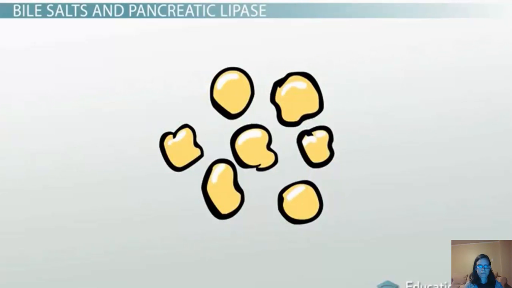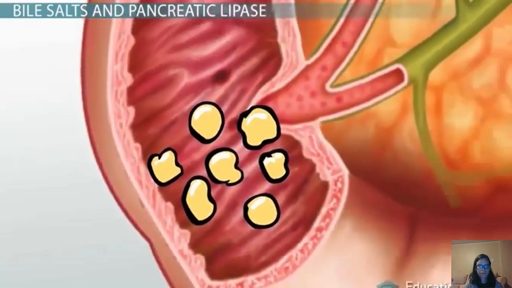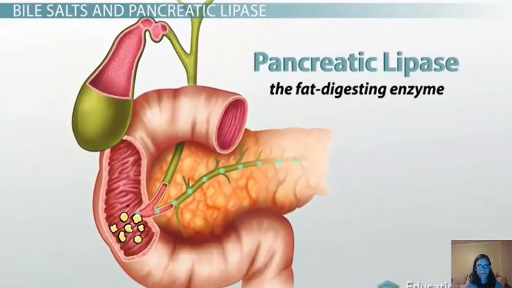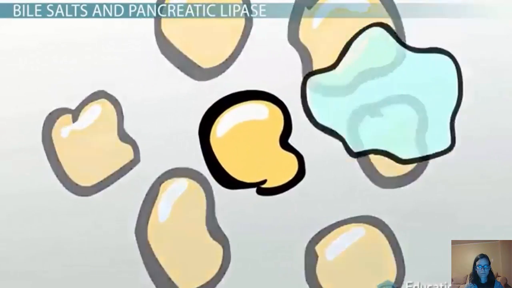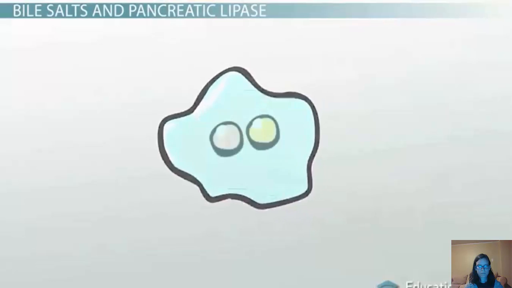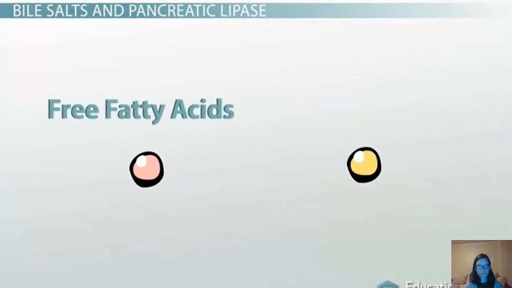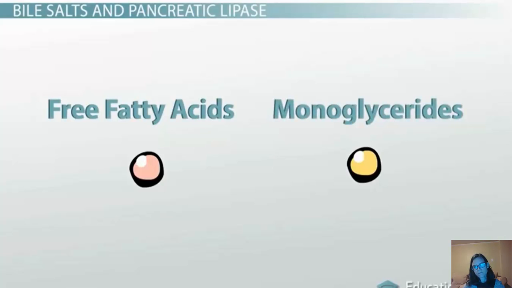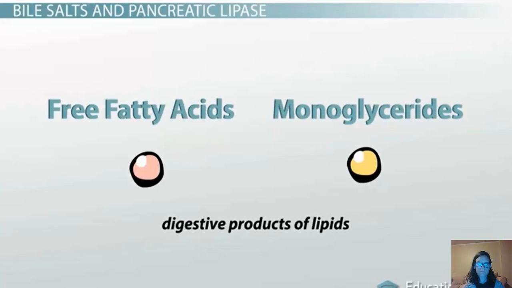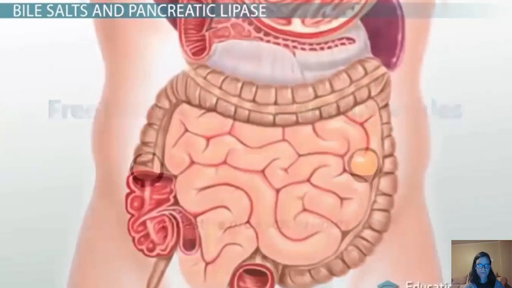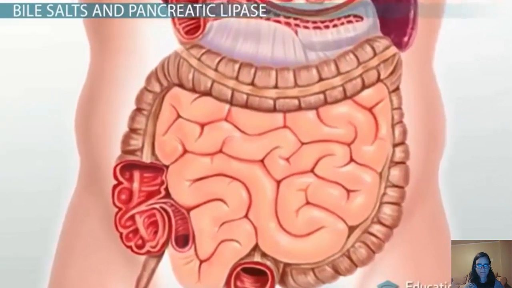These finer droplets have more surface area, and this aids digestion because the fat-digesting enzyme pancreatic lipase can only act on the surface of the fat droplet. The enzymes of the small intestine are responsible for almost all of the fat digestion. When pancreatic lipase acts on the lipid, it breaks it down, which results in free fatty acids and monoglycerides, the two digestive products of lipids. These products are much easier for your small intestine to handle, and they have very little trouble being absorbed out of your digestive tract.